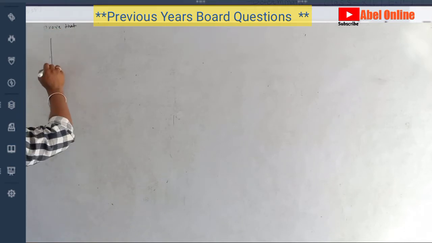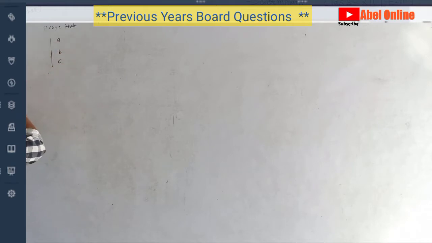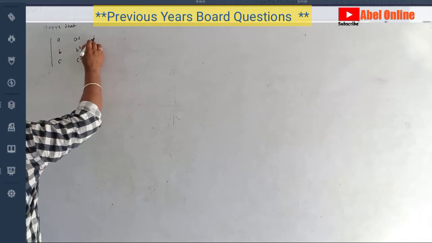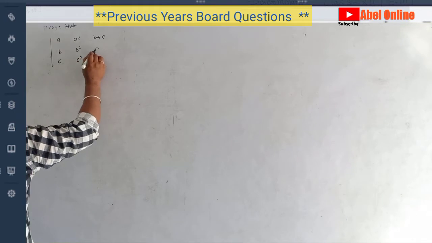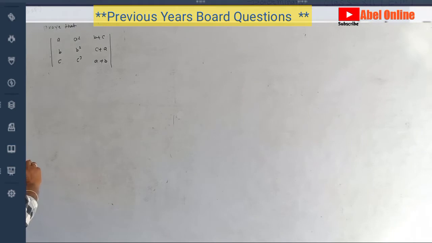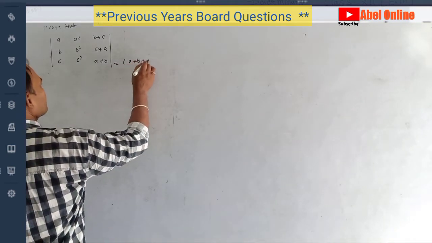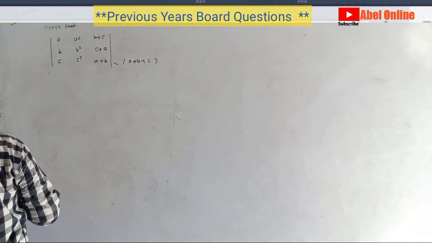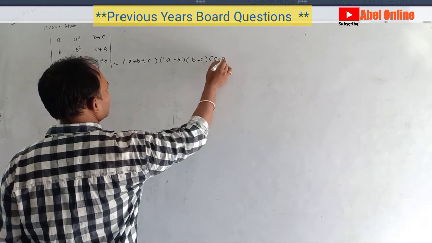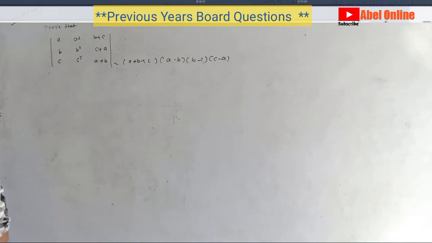We have to prove that the determinant of a, b, c; a square, b square, c square; a(b plus c), b(c plus a), c(a plus b) is equal to (a plus b plus c) times the determinant of 1, 1, 1; a, b, c; and a minus b, b minus c, and c minus a. So this is the question and we have to solve it.